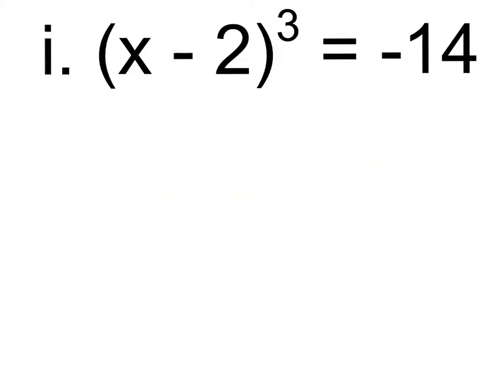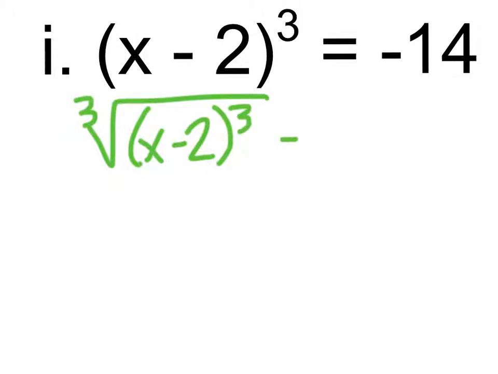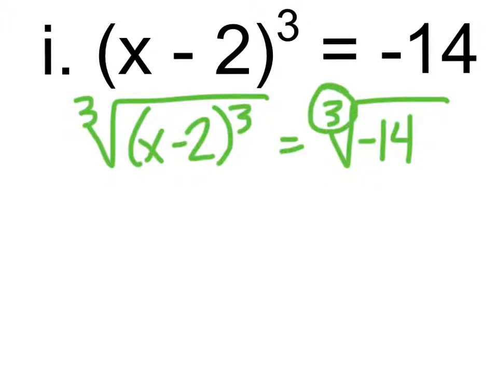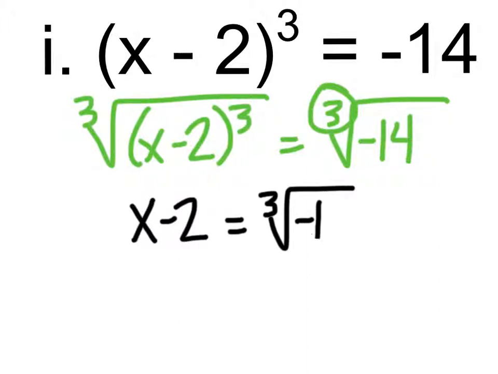Now the last example for this notes video is I, and the exponent is to the third. So we're going to take the third root of x minus 2 cubed. And so when we take the third root on the left, we've got to take the third root on the right. And since that's a negative number, it's okay to take the cubed root there, only because this index is odd. If it was even, we'd have to use i. And so now we have x minus 2 equals the third root of negative 14.